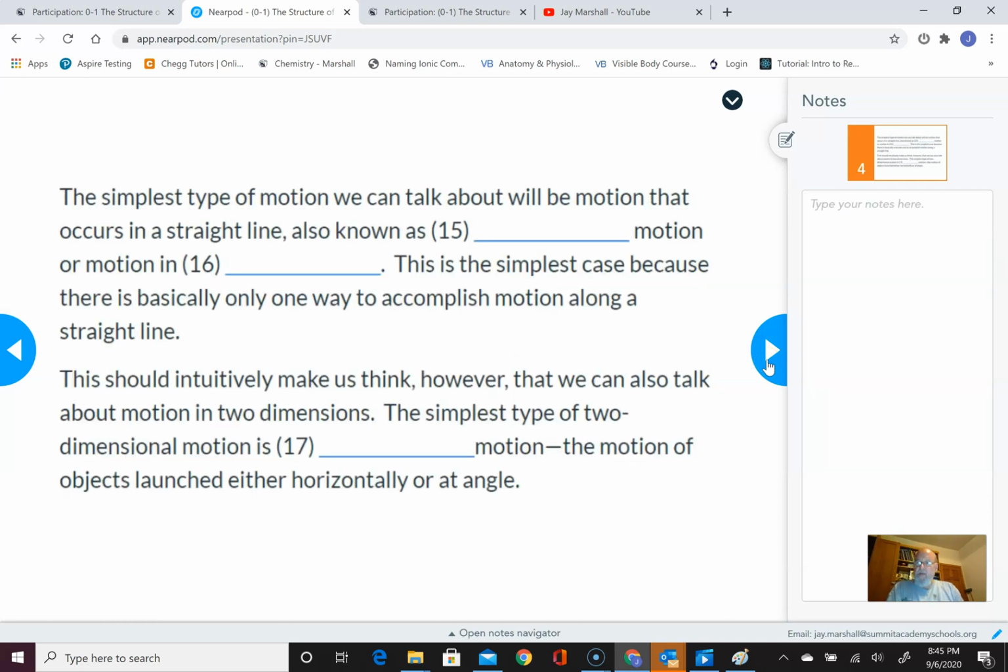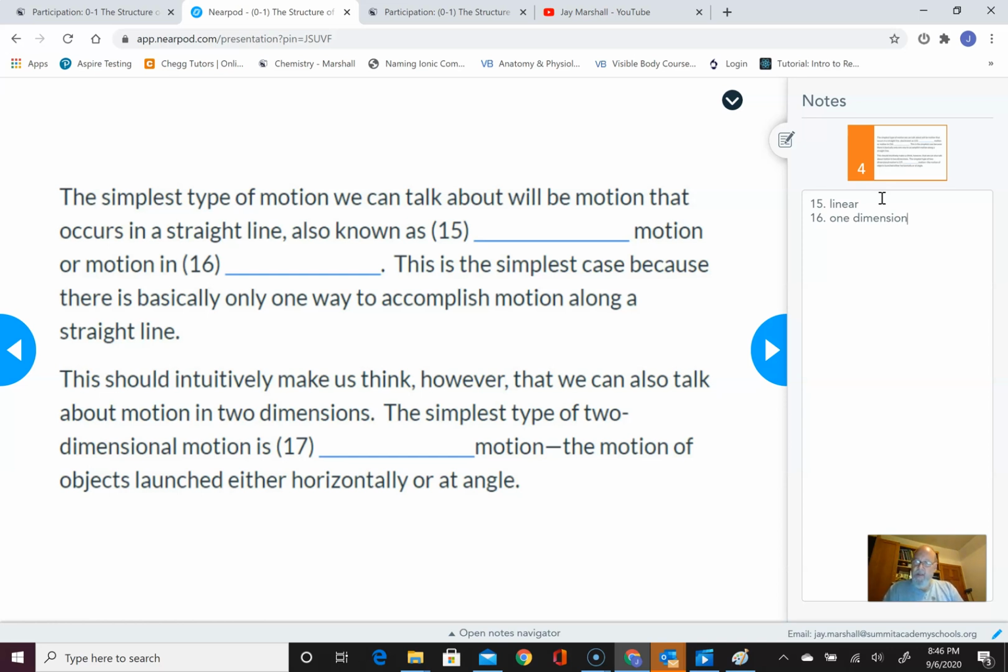Okay. So the simplest type of motion we can talk about will be motion that occurs in a straight line. And it might occur to you that that type of motion would also be called linear. So this is linear motion, or motion in one dimension. Okay. This is the simplest case because there's basically only one way to accomplish motion along a straight line. I can either go in a positive direction or a negative direction.